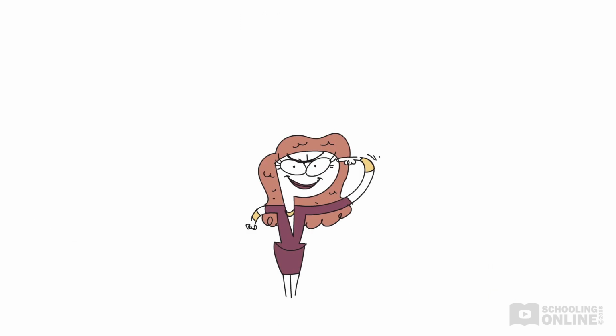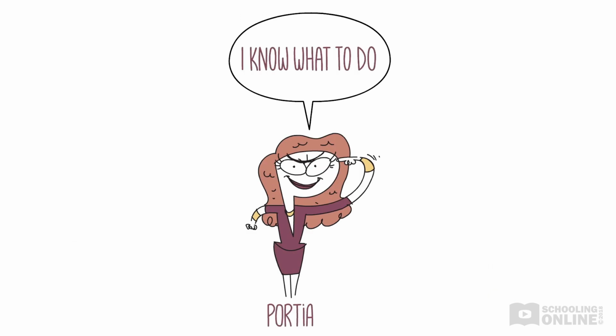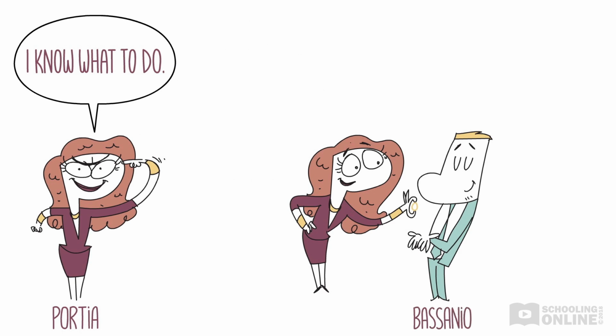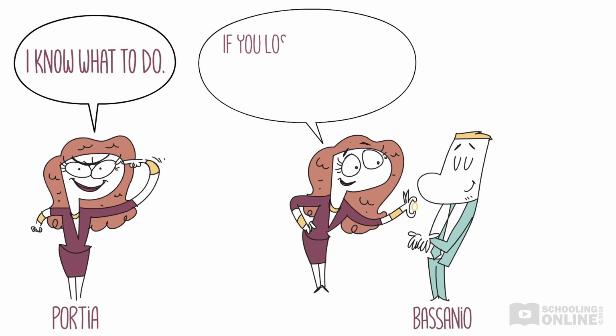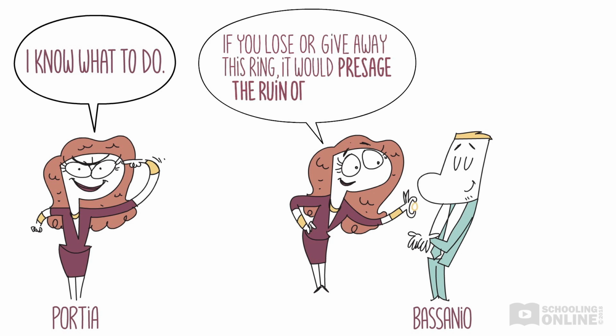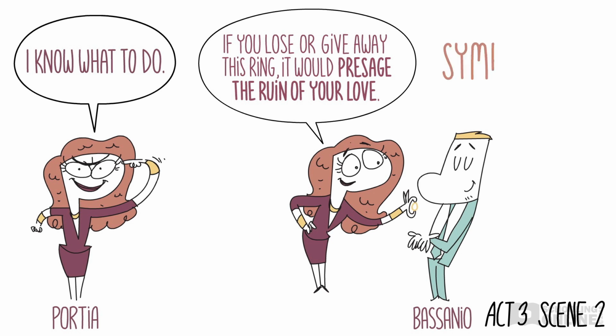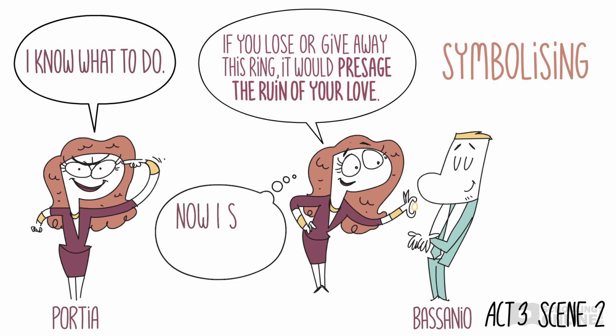Things get interesting when Portia uses her intelligence to gain power. When Bassanio wins her hand in marriage, she gives him a ring, telling him that losing the ring or giving it away would presage the ruin of your love. If Bassanio loses the ring, he's in big trouble. Usually, a man would give his wife a ring, symbolising his control over her. But here, the ring symbolises that Portia is subtly maintaining control in the relationship.